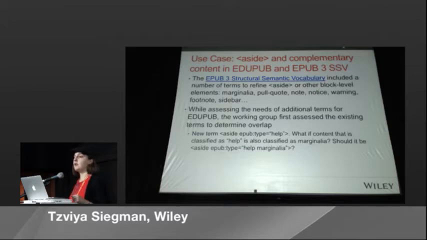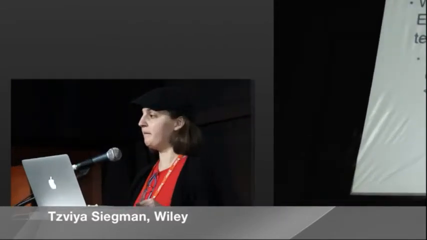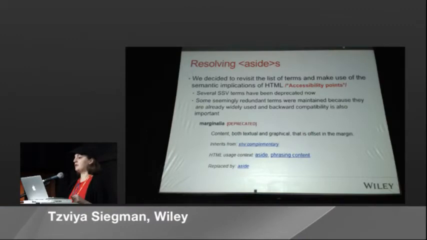In order to figure out which ones were appropriate, we had to take a look at what was already there and whether it duplicated what already existed. So we came up with some questions. If we were adding something called help as a defining term to refine aside, and it was already called marginalia, what would we do if something was both marginalia and help? Would it have both terms, which is allowed, but does it really give us much meaning? So we had to take a closer look, and we had to come up with a resolution.